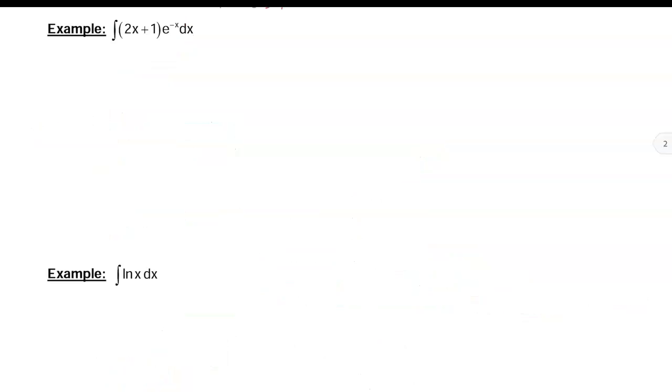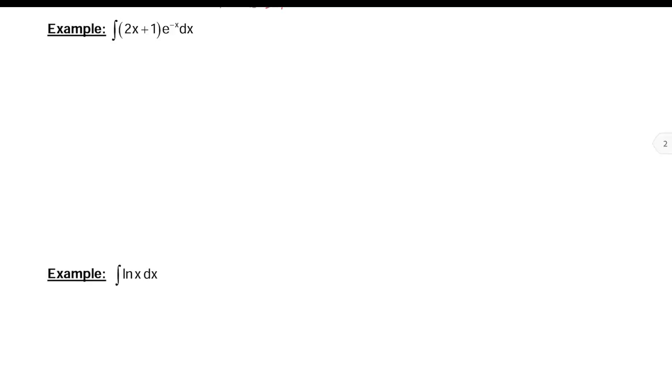Now in the second example, I have two functions being multiplied together. 2x plus 1 is a linear function, and e to the negative x is just a transcendental. And it's pretty easy to find the antiderivative of e to the negative x. So I'm going to do this. When the other function, the e to the negative x, is easy and you can find the antiderivative of it, then my rule is always let the polynomial equal u.